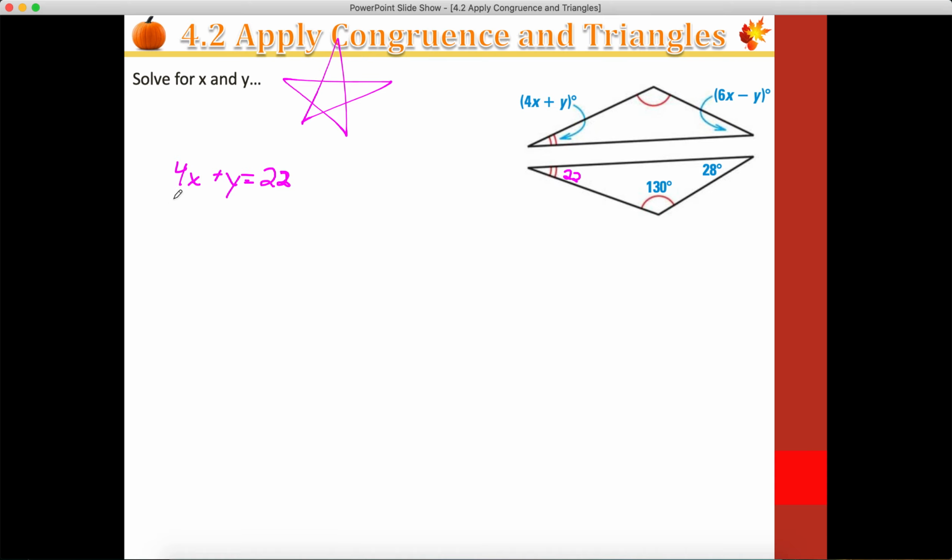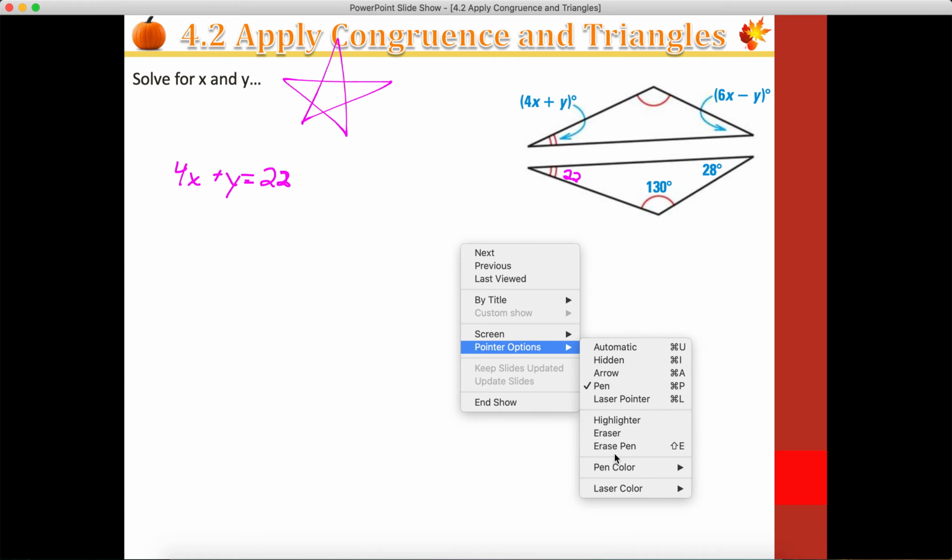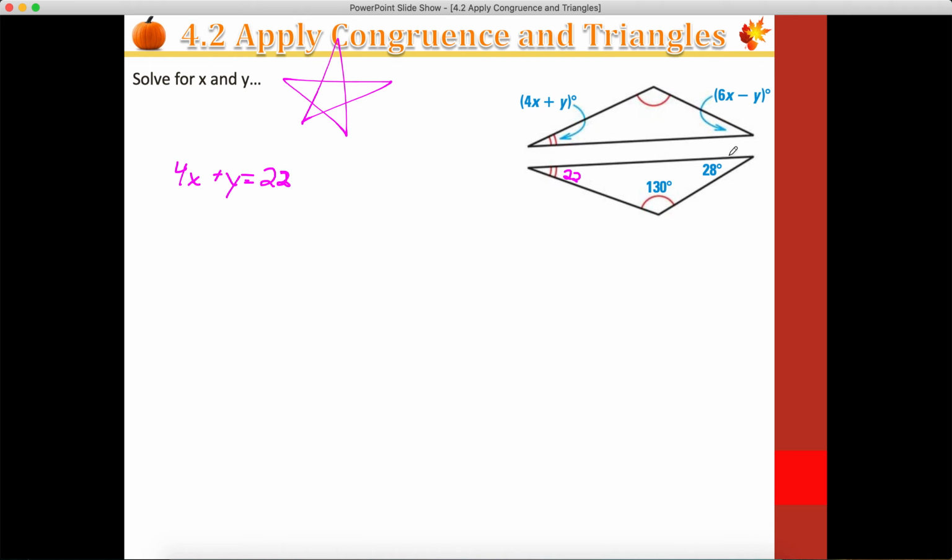Sorry about that noise. But 4x plus y equals 22 isn't enough information to solve for x and y individually, because if I have two variables, I need at least two equations in order to find the numerical value of one. So I need a second equation. Fortunately, we have another expression involving x and y here. I can do some third angle theorem stuff and say that this 28-degree angle is going to have to be congruent to this one up here. And I can conclude that 6x minus y equals 28.